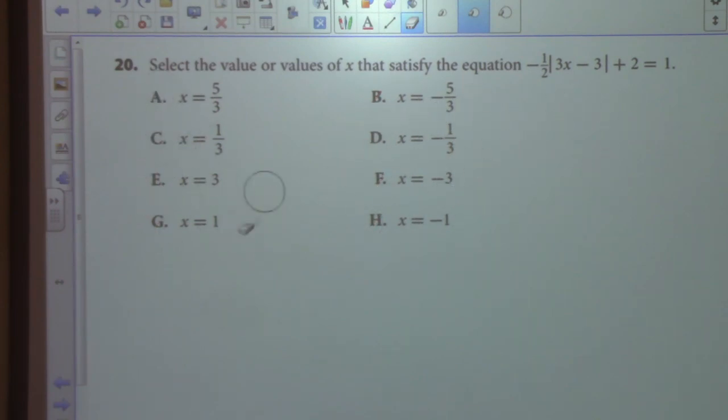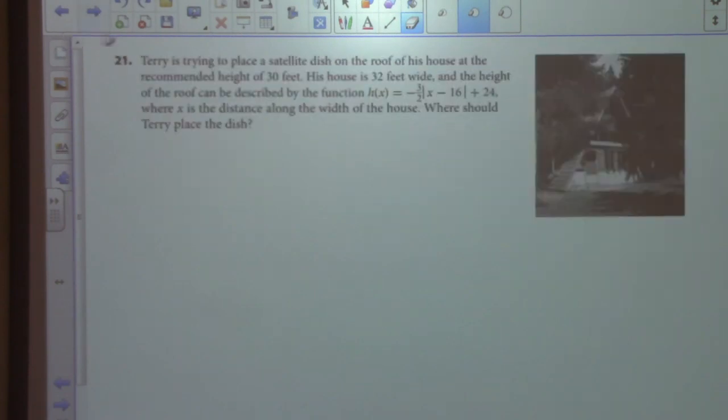Then we have the next one here. Okay, we have this one right here. Now this one is kind of like 17, except it really should be easier, right? How do we do this one? Let's see.